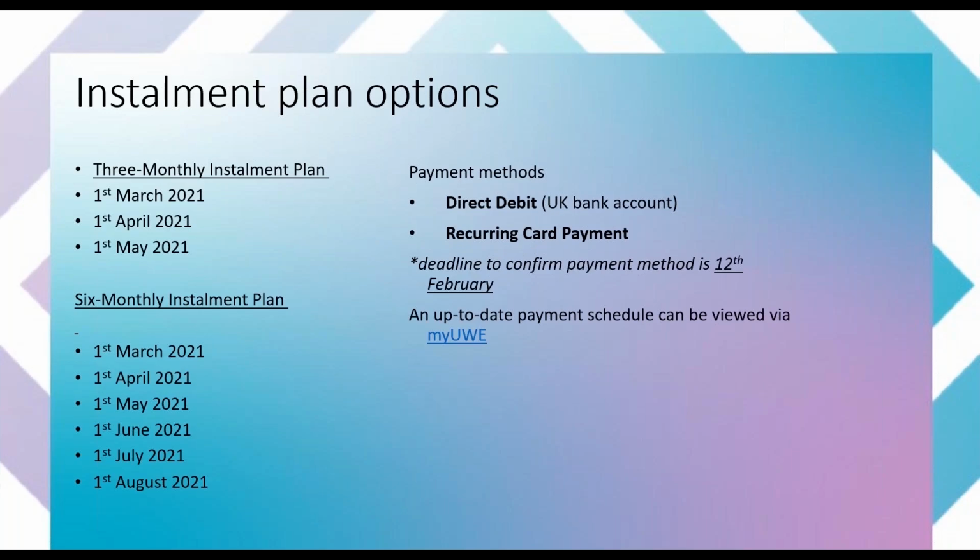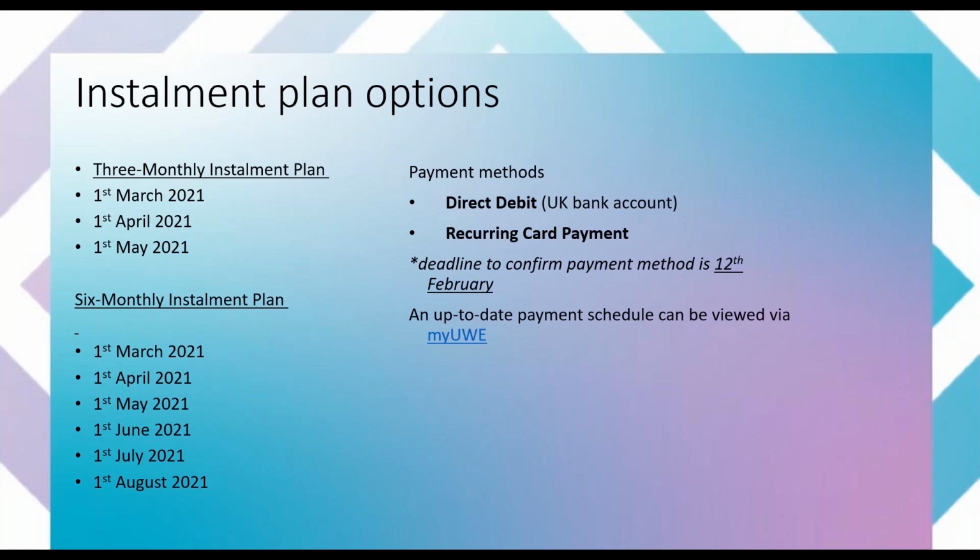If you are wishing to pay by instalments, the first instalment will start on the 1st of March, subject to a payment method being set up by the specified deadline. Thereafter, each instalment plan will be reduced by 1 month. For example, a 6-month plan will be reduced to a 5-month plan, with the final instalment being on the 1st of August. If you are paying by instalments, the university requires you to set up a payment method.